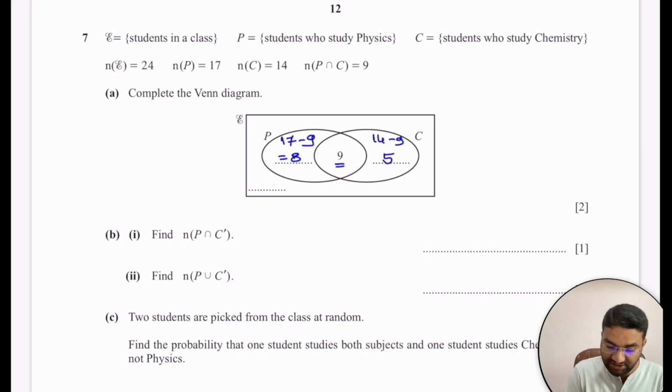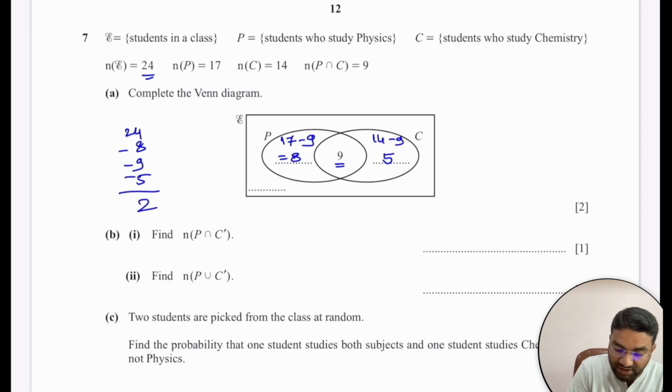Then for the first question, this is a Venn diagram, right? The total of 24 is there. 24 minus 8 minus 9 minus 5 is 2, and here you have to write down 2, because those who are not studying physics as well as chemistry may be studying other subjects, but apart from physics and chemistry, there are 2 other students. Then next, P intersection C complement. Apart from C, you have just 8 students.